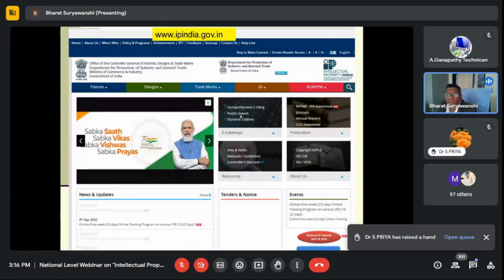And if you want to know whether the technology already exists, you can go to the public search. If you want to file a copyright, go here. So these are the online filing platforms for the different kinds of intellectual property rights.